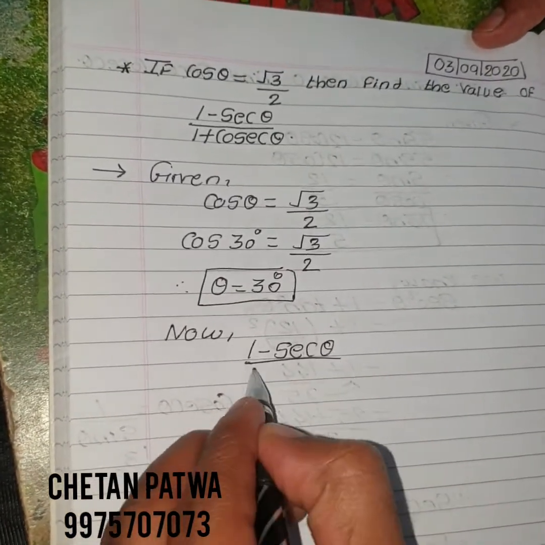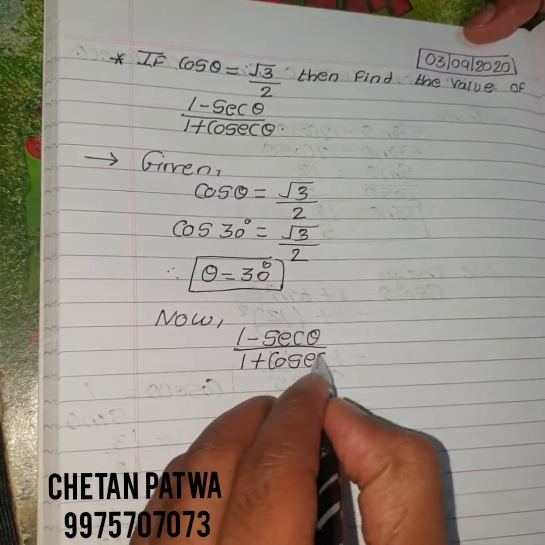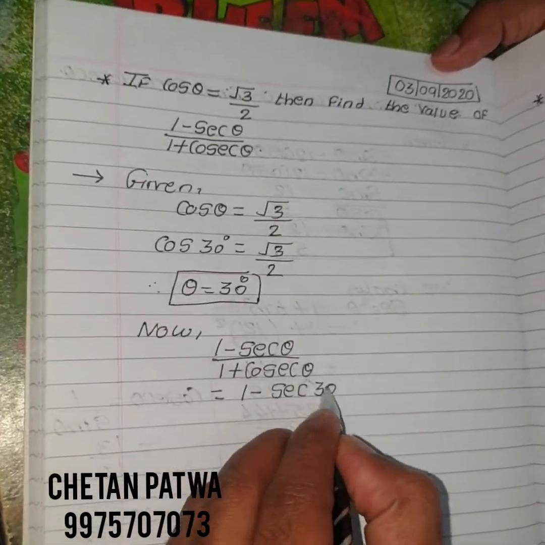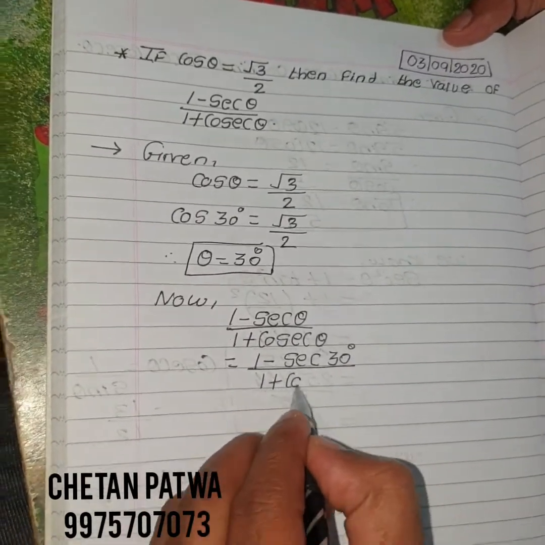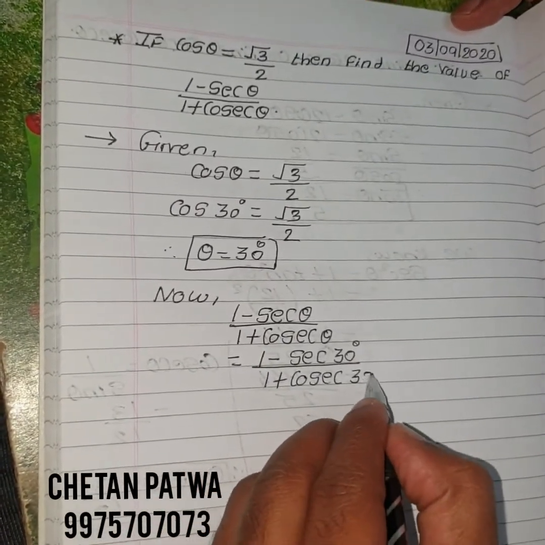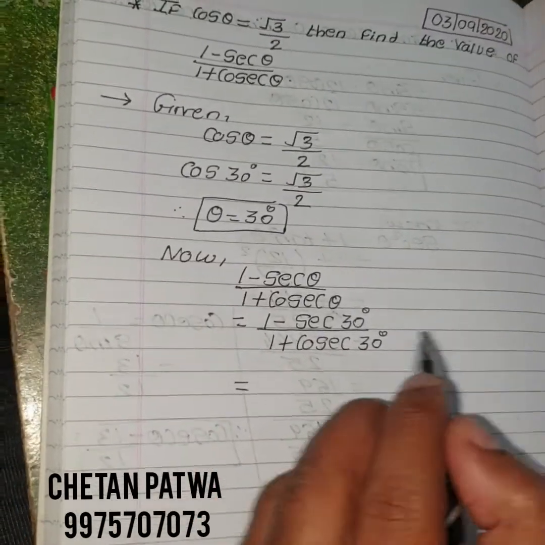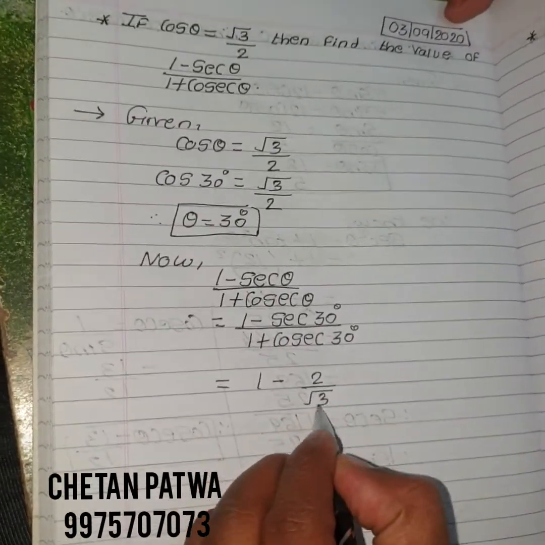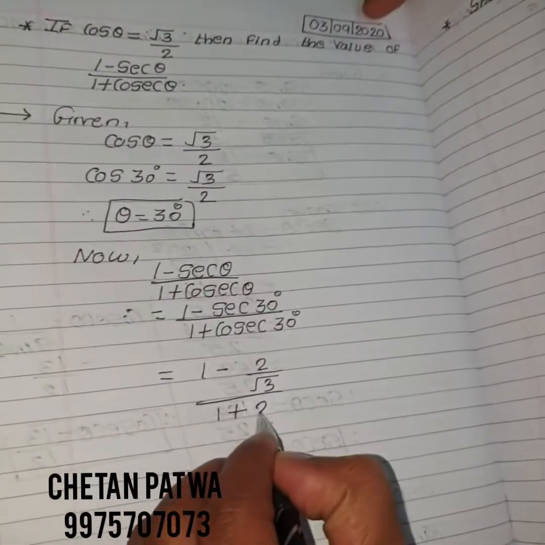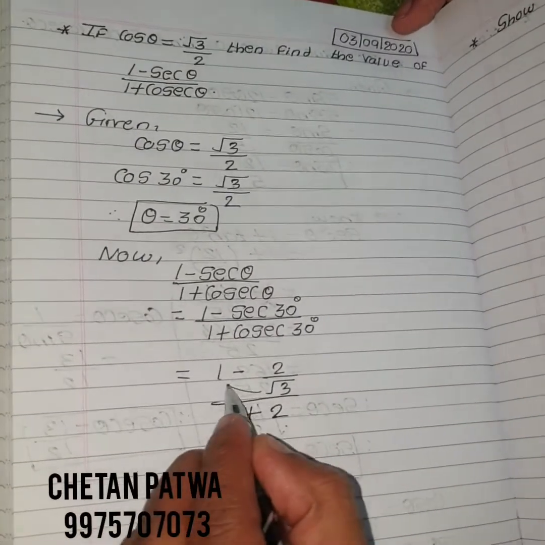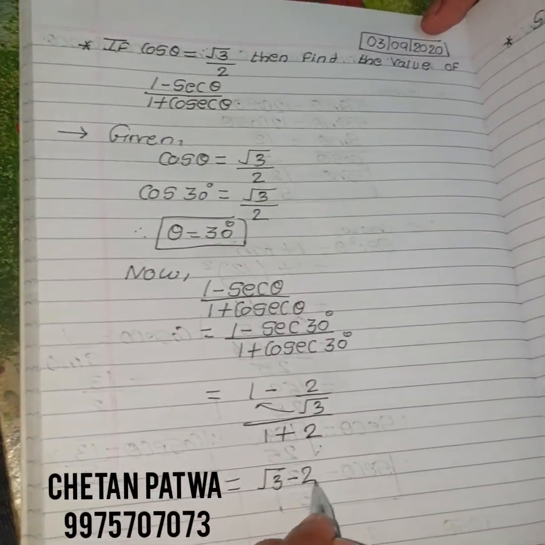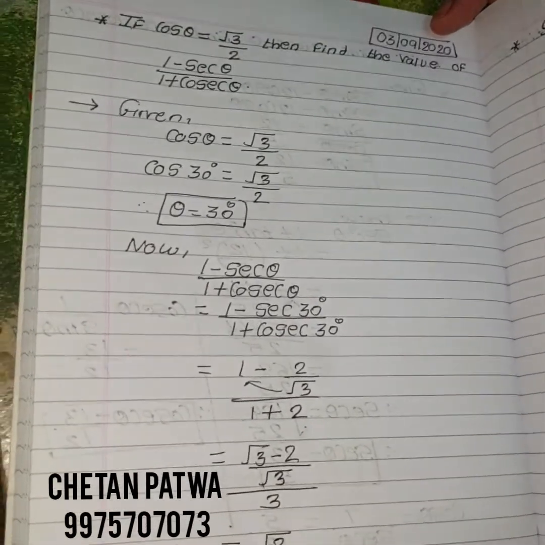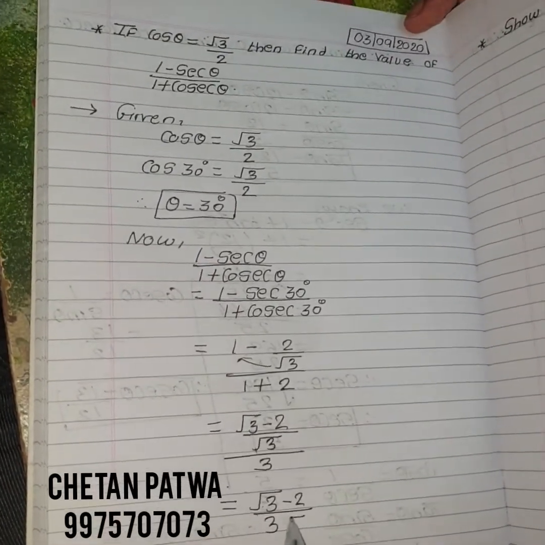Now (1 minus sec theta) upon (1 plus cosec theta) is equal to (1 minus sec 30 degree) upon (1 plus cosec 30 degree), again theta is 30 degree. Now let's substitute the values. 1 minus what is sec 30? 2 upon √3. 1 plus what is cosec 30? 2. So that is equal to, cross multiply, (√3 minus 2) upon √3 whole divided by 3, that is equal to (√3 minus 2) upon 3√3.